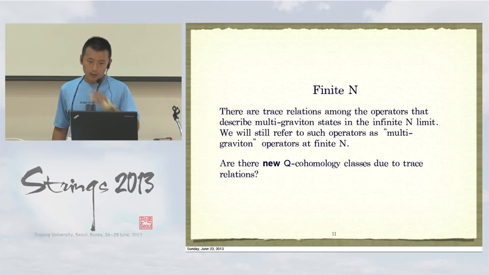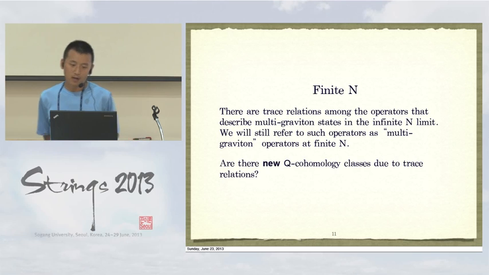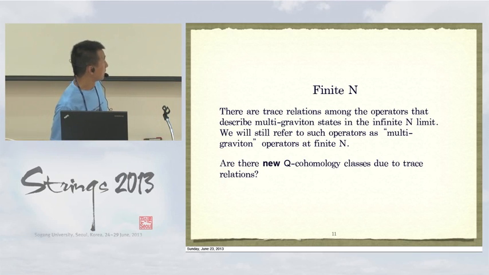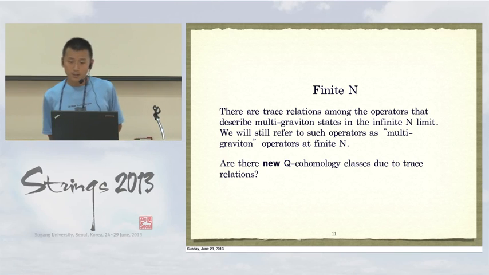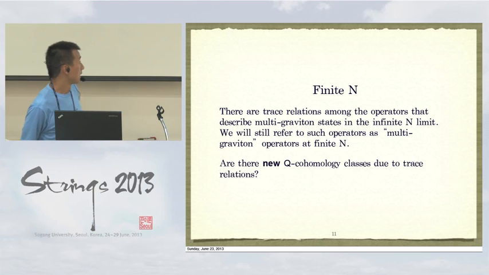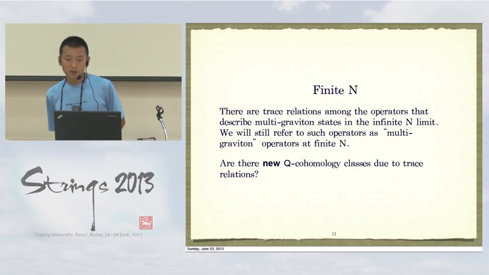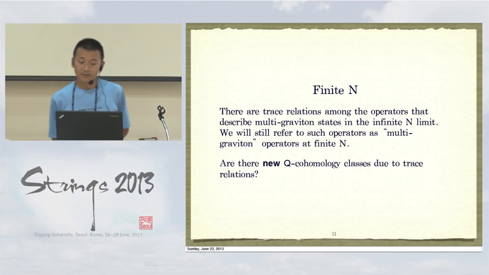Now, let me comment on what happens at finite n. At finite n, you expect that there are trace relations among the operators that describe the multi-graviton states in the infinite n limit that I wrote on the previous slide. That's, of course, not surprising. There could be some relations. Maybe some of these operators I wrote on the previous slide will just vanish. That's OK. I'll still refer to all such operators as quote-unquote multi-graviton operators, even at finite n.